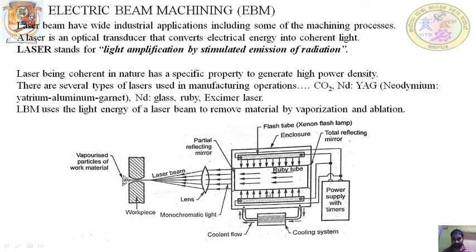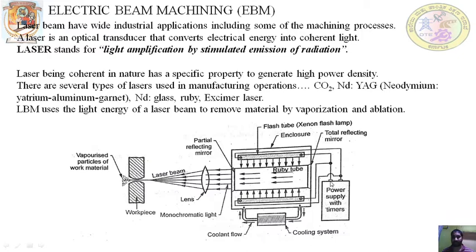In construction, it consists of a ruby crystal, which is used to produce the laser beam, a flash lamp made up of xenon, a lens, and the power supply. These are the only four important parts of laser beam machining.